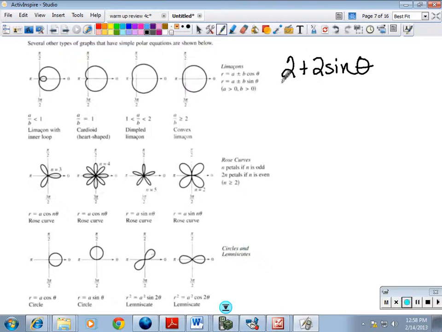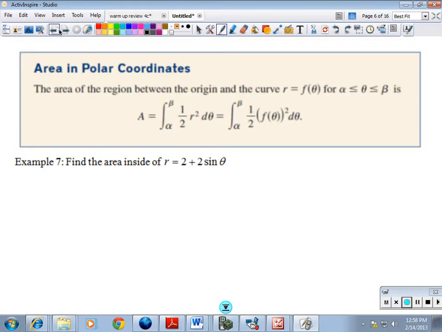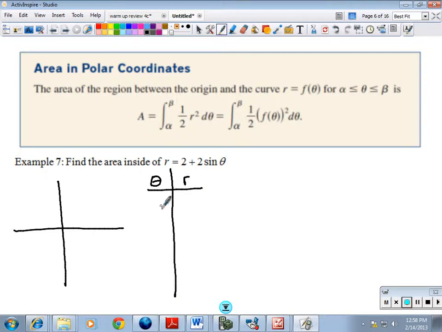I see this as a 2 plus 2 sine of theta here, where A and B divide together to give us 1. So it's going to be a cardioid. It's going to be heart-shaped. Because it is sine, sine deals with the Y, it's going to be oriented up and down. Okay, so I'm going to do a little rough sketch. And what I always do is I make a little theta R chart instead of an XY chart. And I just use my quadrantal angles.